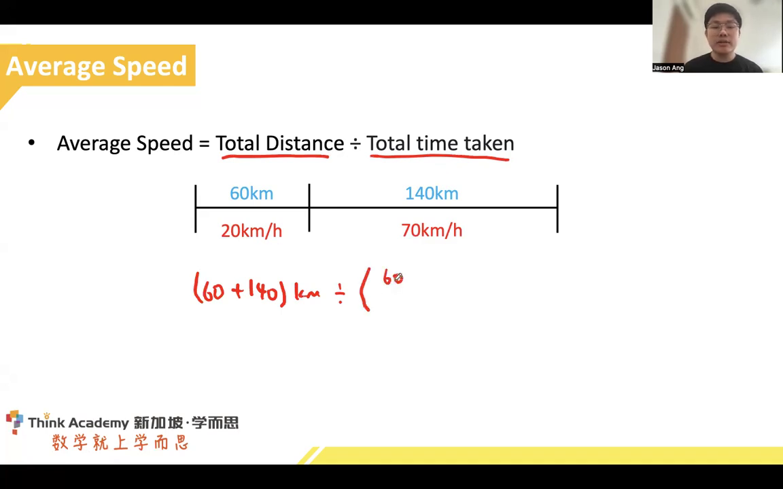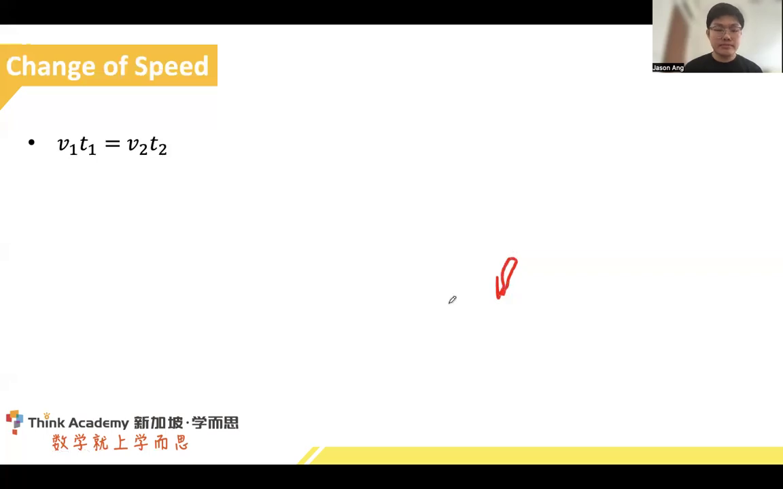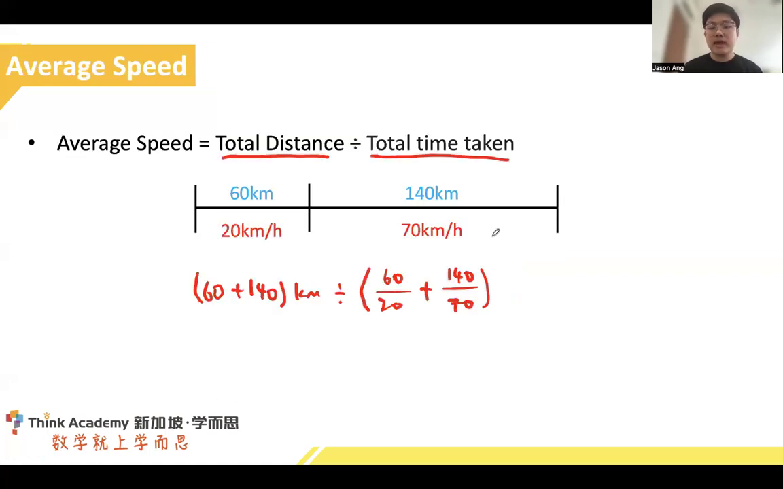If we don't know the total time taken, let's count it out. So 60 kilometers divided by 20 kilometers per hour plus 140 kilometers at 70 kilometers per hour. This will allow us to count the total distance, which is 200 kilometers, and we divide it by 3 plus 2 hours, 5 hours. Then we're able to find the final speed, 40 kilometers per hour. That's the average speed of the entire journey. And as we can see, it is not the average between 70 and 20.